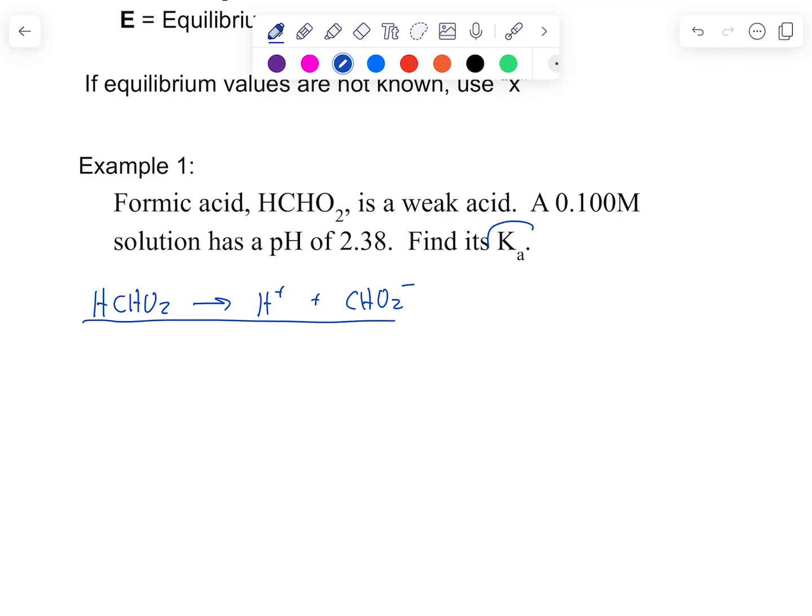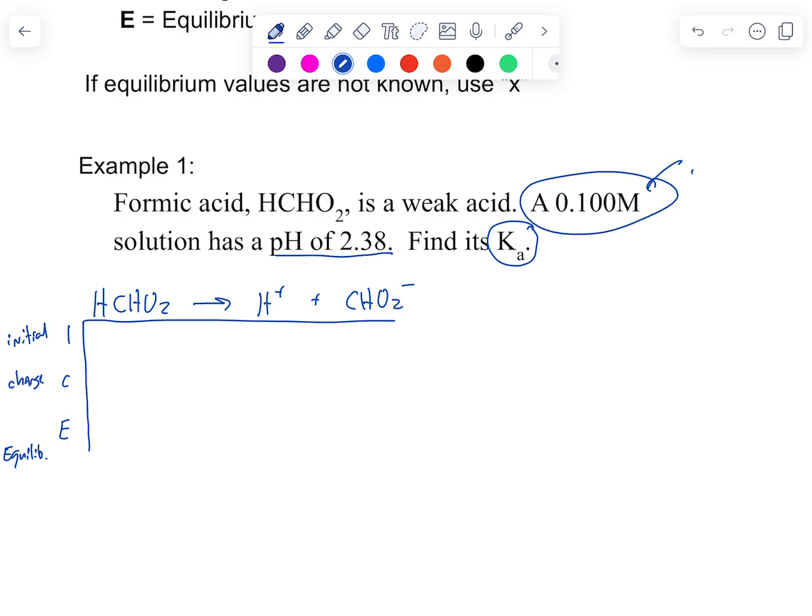Okay. Now, the question here, they want us to find the Ka. If they want us to find the Ka, that means they must have given us either the pH or the H plus concentration, and they did. But first, I need to know what to do with those numbers. So underneath my balanced equation, I write a little chart. It's called ICE, and I stands for initial, C is the change, and E is equilibrium, meaning the equilibrium values. So right off the bat, this right here is initial because that's the starting concentration of the weak acid. So I'm going to put that here.